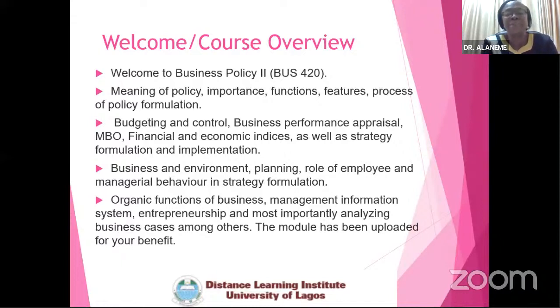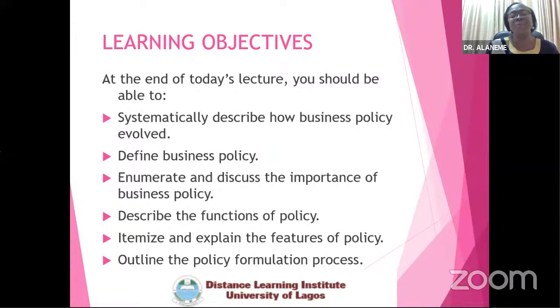We'll also look back at business environment, what has happened, interrelationships within the environment. We'll look at planning, talking about strategic planning and corporate planning once more. We'll look at the role of employees and managerial behavior in strategy formulation. And then we'll also look at the organic functions of business, which you have done before, showing your business environment, management information system, entrepreneurship, and most importantly, analyzing business cases, among others. You have this module uploaded, so you can go there and check all of these things and see for yourself. But for today, we're going to take study session 1.